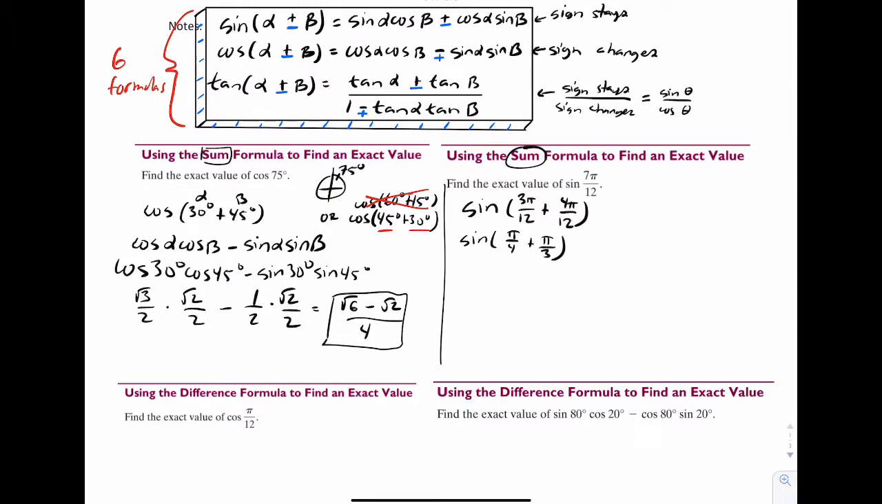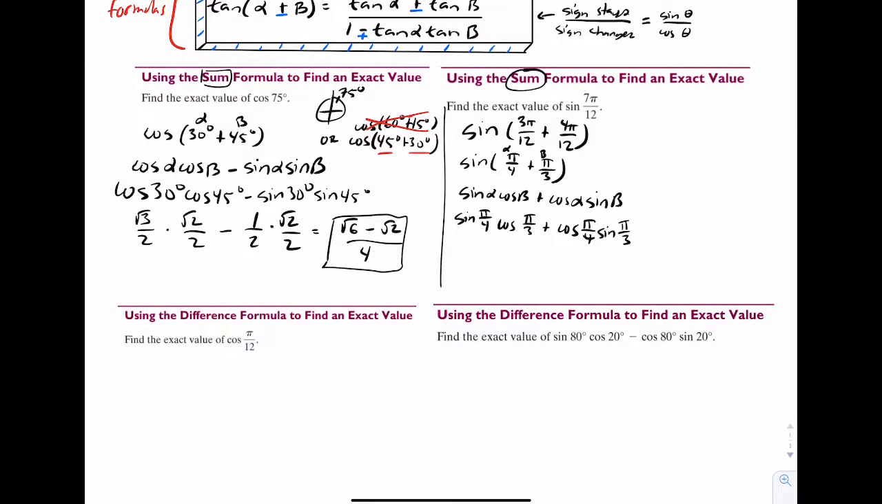Now doing that part would just take some practice. You have to get good at working with fractions. And now we just do the formula. Sine alpha, so again think of that as alpha and beta, sine alpha cosine beta plus cosine alpha sine beta. And again, once you're good at this, you can skip that step. I just like writing it out. So that would be sine pi over 4 cosine pi over 3 plus cosine pi over 4 sine pi over 3. Now we just evaluate.